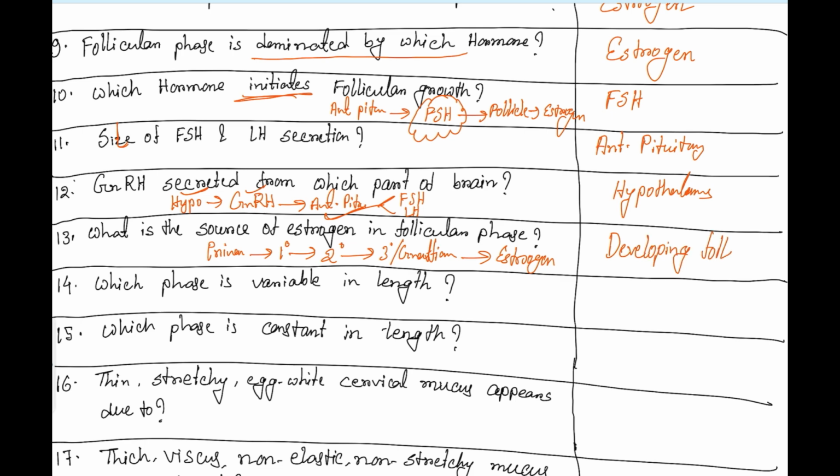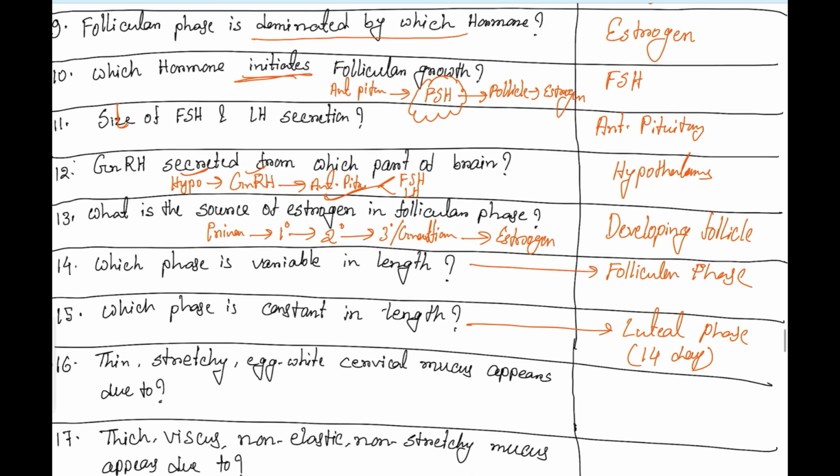Okay, developing follicles. Which phase is variable in length? Answer will be your follicular phase. Which phase is constant in length? Answer will be your luteal phase. It's always 14 days. But if a woman has a 40-day cycle, a 35-day cycle, or a 28-day cycle, all will have different follicular phases. That is why it is the variable phase.